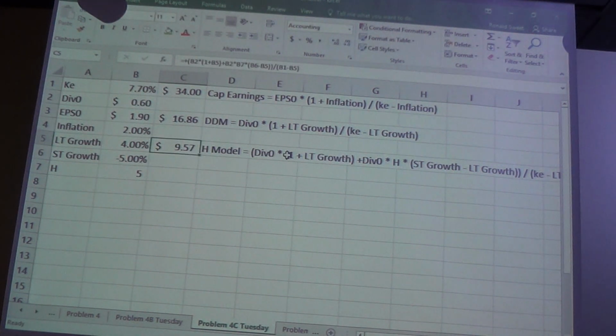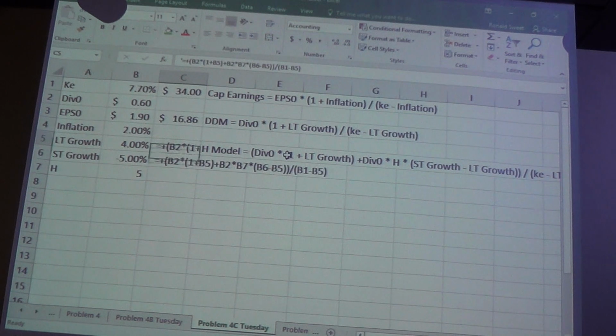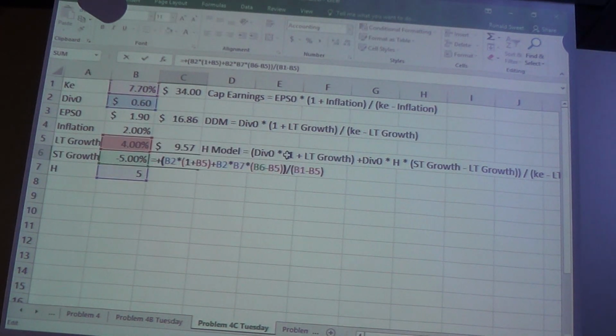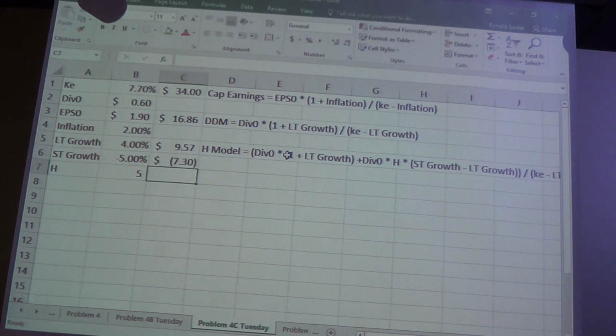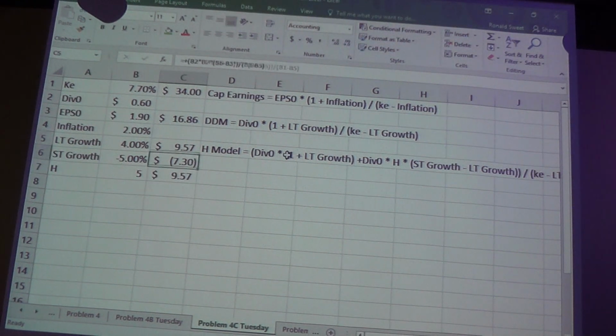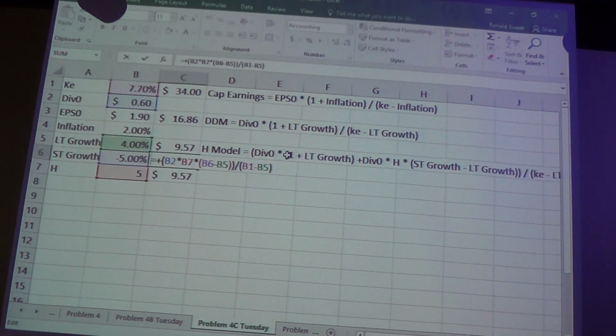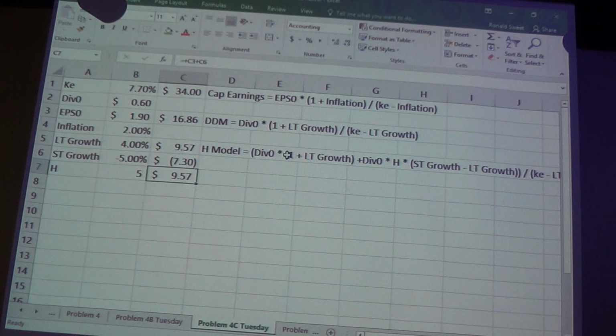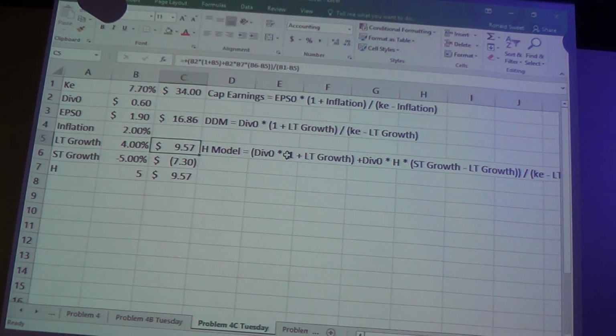And if you want to check that, do that entire formula, but just take the first part out and start with the dividend 0 times H times the difference. You add that to the dividend discount model, it should give you the H model. Because the only difference between the H model and dividend discount model is dividends times H times short-term growth minus long-term growth divided by the factor. So you can double check your work. Normally H is higher than the dividend discount model, but here short-term growth is negative, so H actually gives you a lower valuation.